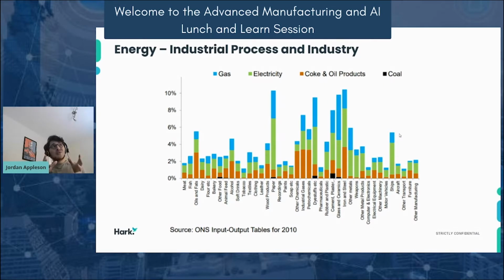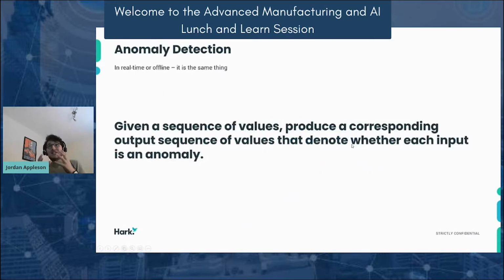So on to a little bit about anomaly detection. What is it? Given a sequence of values, produce a corresponding output sequence of values that denote whether each input coming into the system is an anomaly. That could be in real time or offline. What we're trying to say here is, I have some time series data. It's a line, it goes up and down. Which things look strange? Which things are anomalous? Which things do I need to know about?